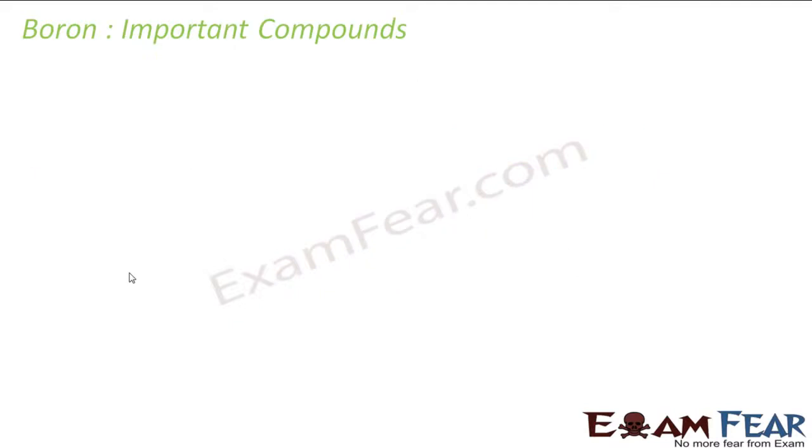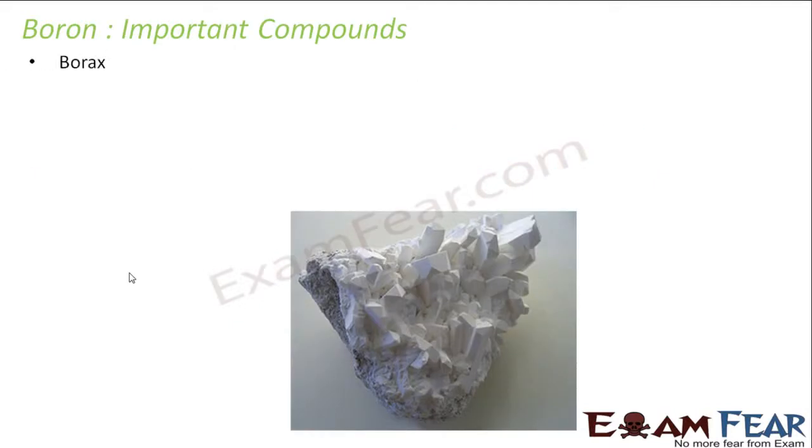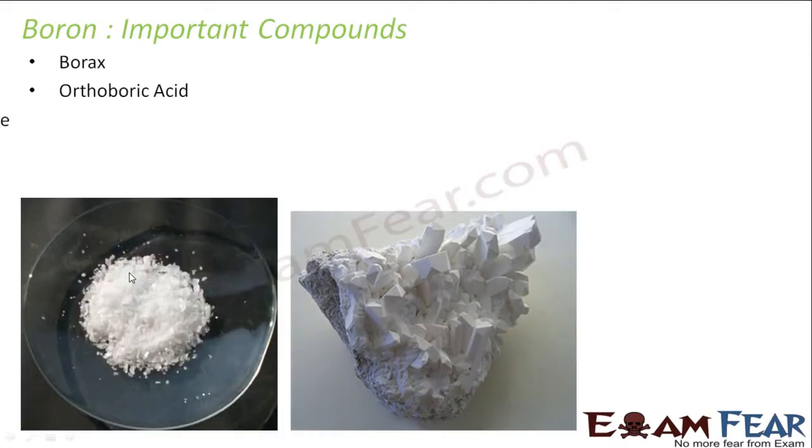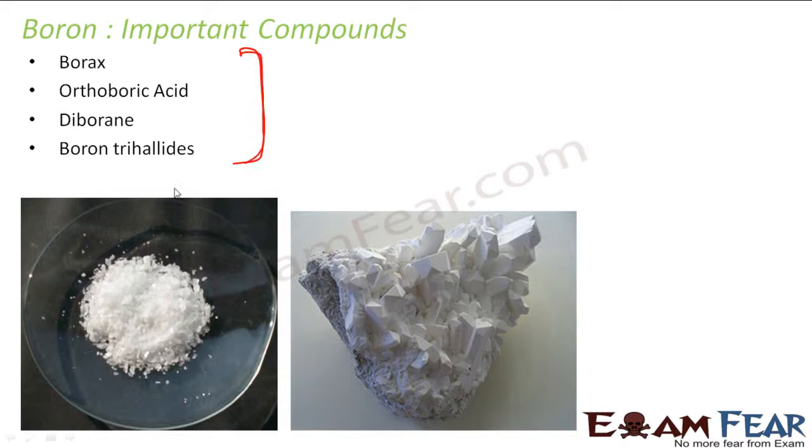There are various compounds of boron. One is borax, the second is orthoboric acid, the third is diborane, and the fourth is boron trihalide. So we'll discuss all these compounds of boron now. The first is borax.